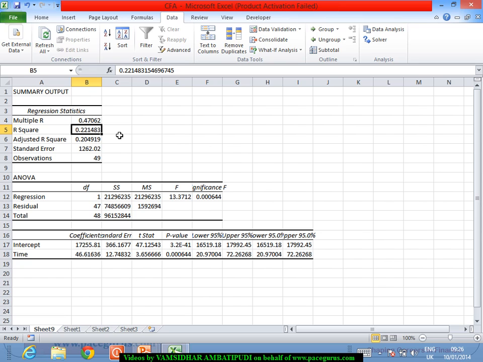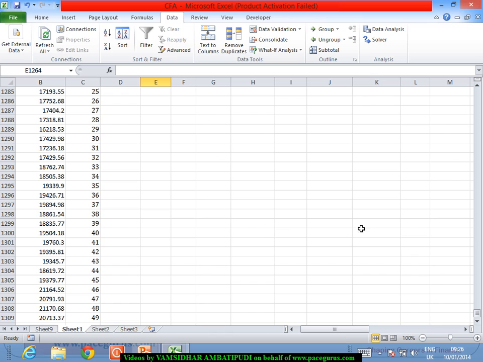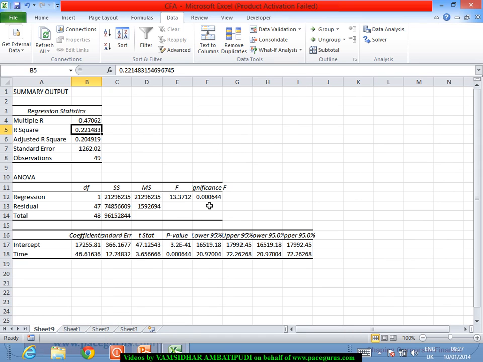So if I want to predict what would be the sensex for the next period, I can typically substitute 50. Right now it is 49. So for the next period, take the time as 50, and the next period prediction based on this model should be intercept plus the coefficient of time multiplied by the time value, which is 19,586 is the value that it predicts. And at the same time, you can build a 95% interval around it.